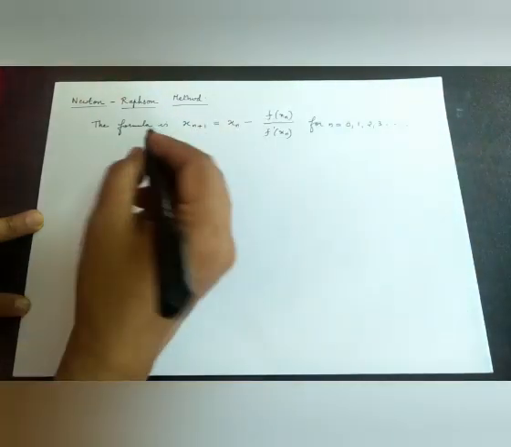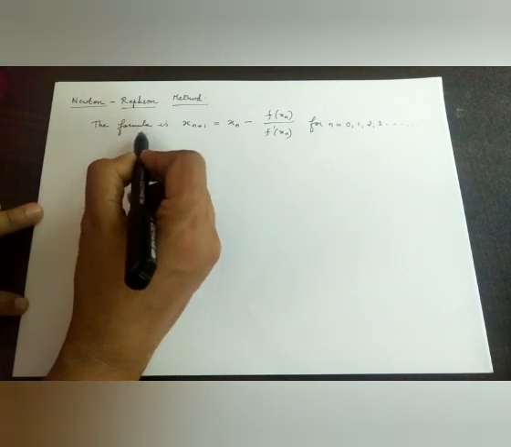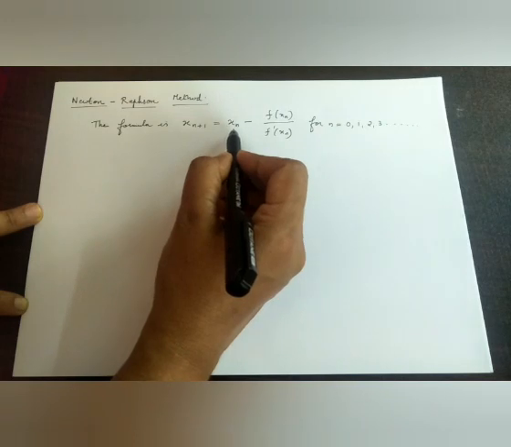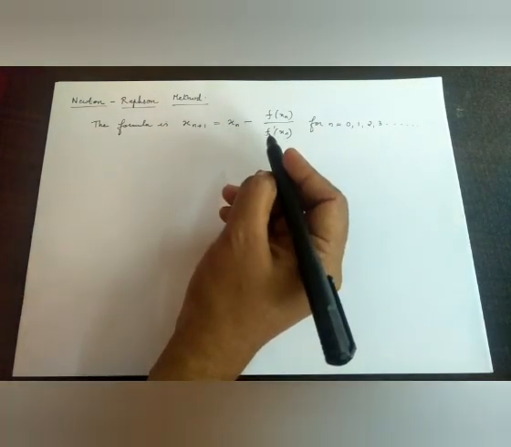I am not explaining the derivation of this formula. I am only giving the formula. Here the formula is x_{n+1} = x_n - f(x_n) / f'(x_n), for n = 0, 1, 2, 3, etc.